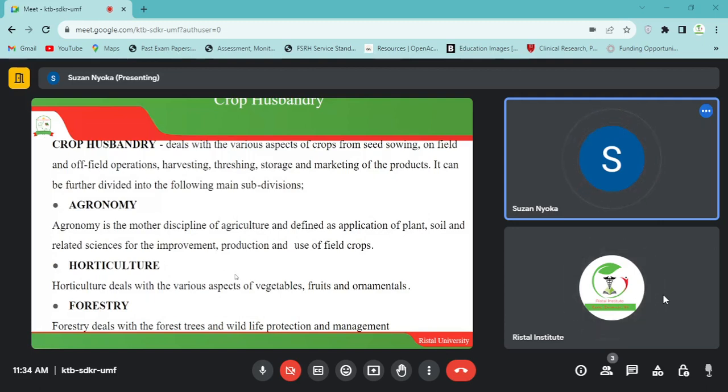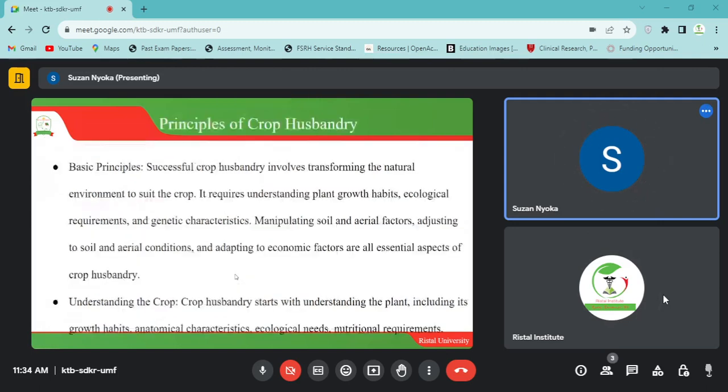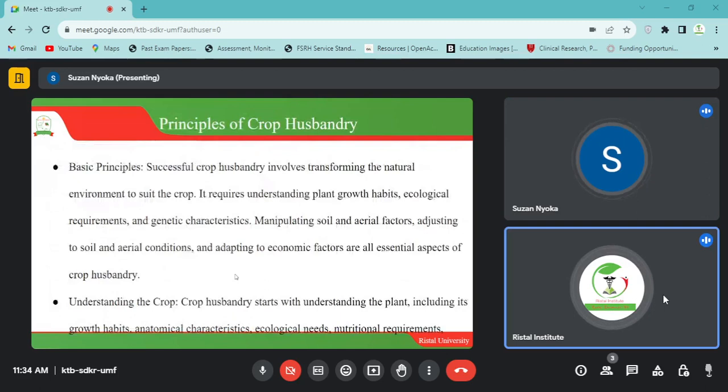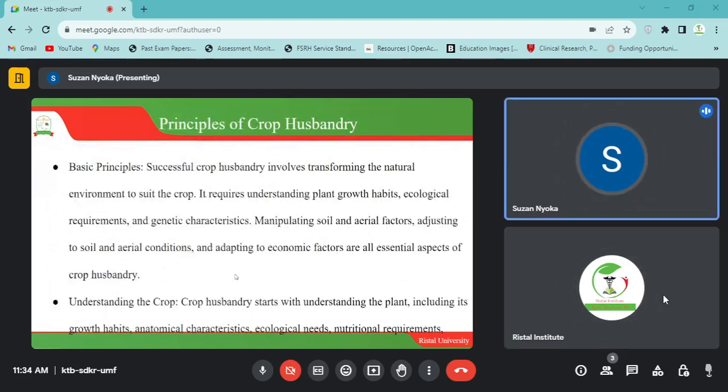Principles of crop husbandry. One is basic principles: creating an environment to suit the crop. It requires understanding plant growth habits, ecological requirements, and genetic characteristics. Manipulating soil and adapting to economic factors are all essential aspects of crop husbandry.